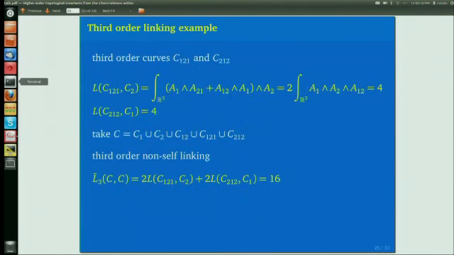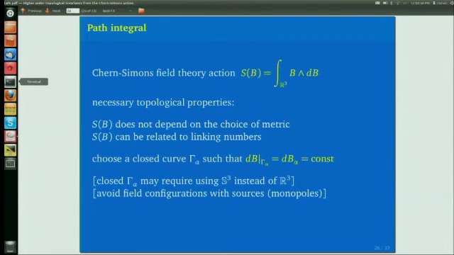And again, choosing closed loops as a union of all first-order curves and all second-order curves and third-order curves that can be created in these circumstances. For instance, there is no C111. It's just by construction. You will show that the third-order linking, non-self linking, is actually non-zero. And you can just normalize if you don't like number 16.